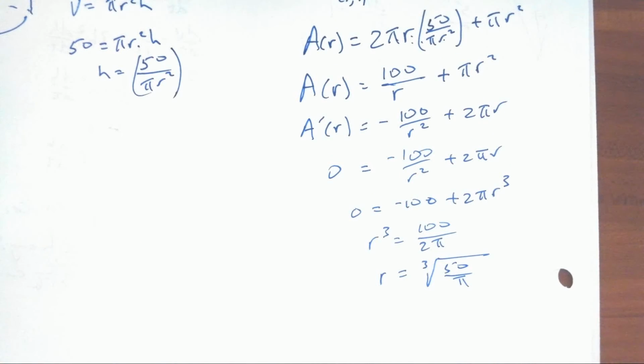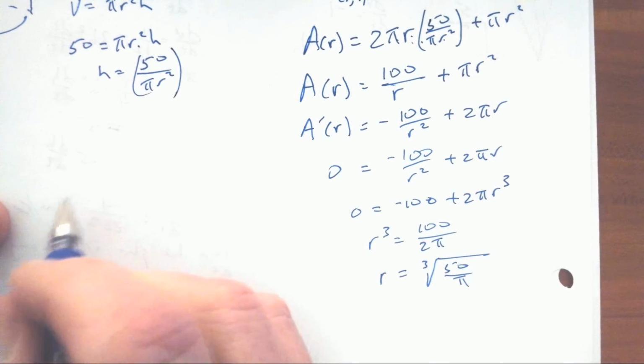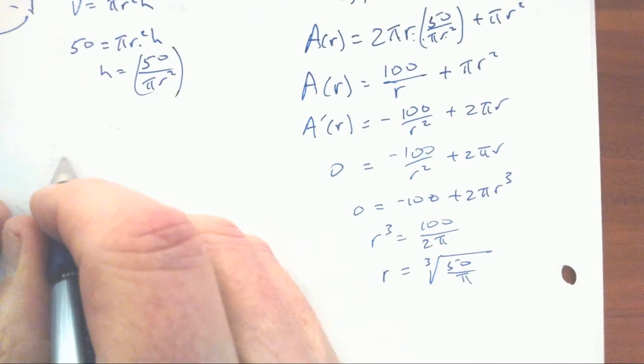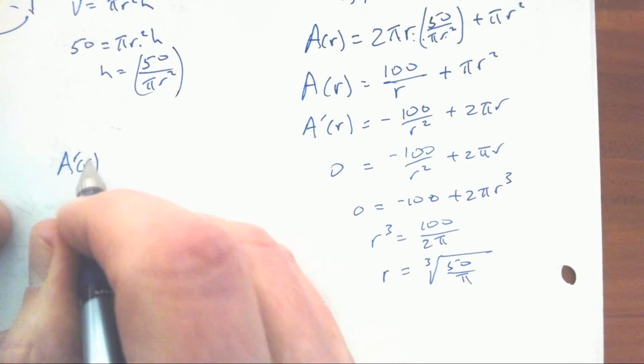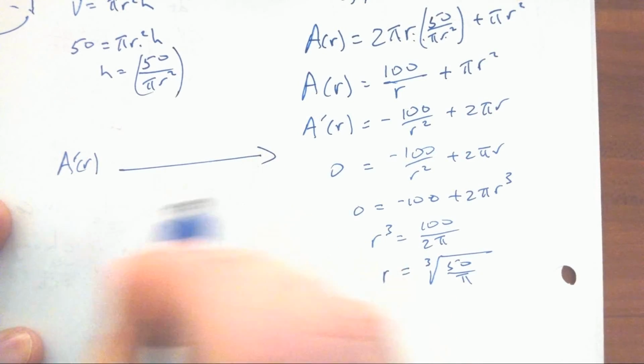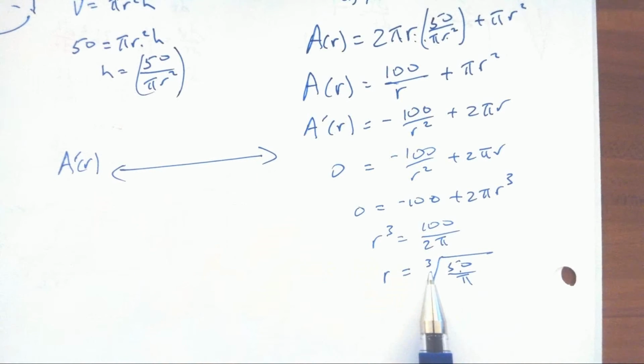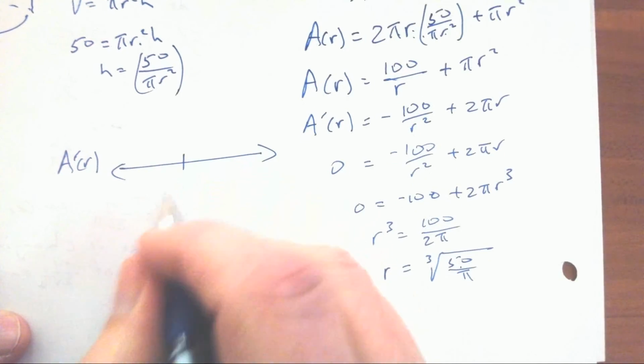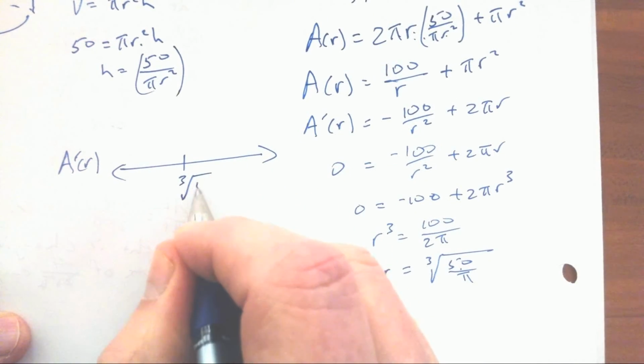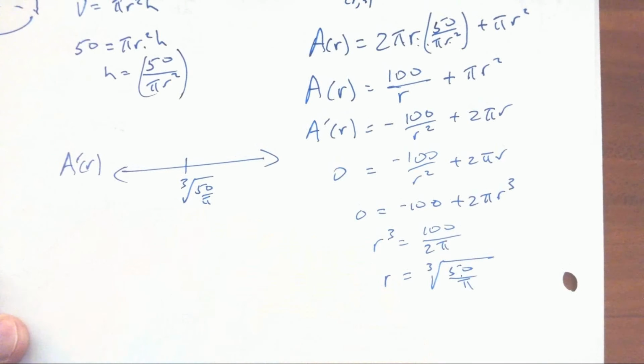Now, is that a maximum? Is that a minimum? We could do our little A prime test. Here's A prime of r. Somewhere in here, I don't know, 50 divided by 3, about 17, third root is somewhere between 2 and 3. We've got the third root of 50 over pi, and that's our only solution to this.